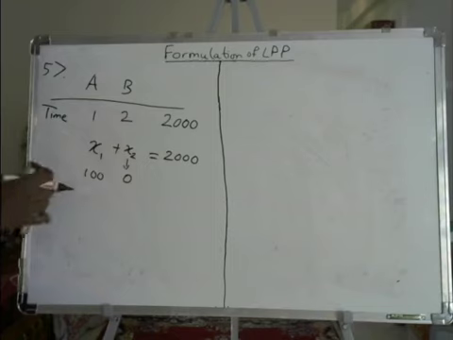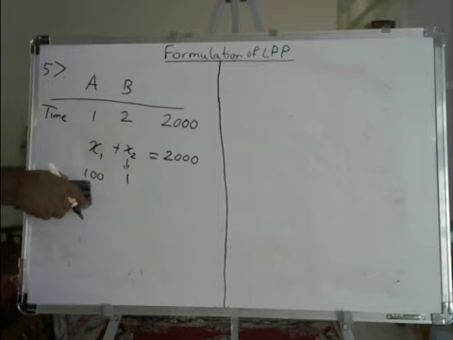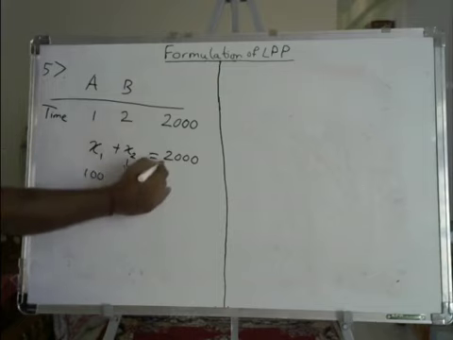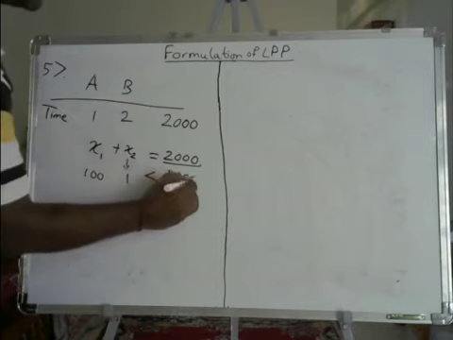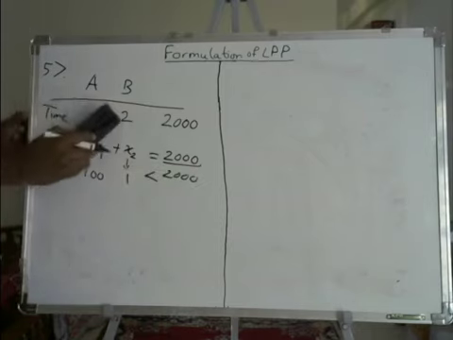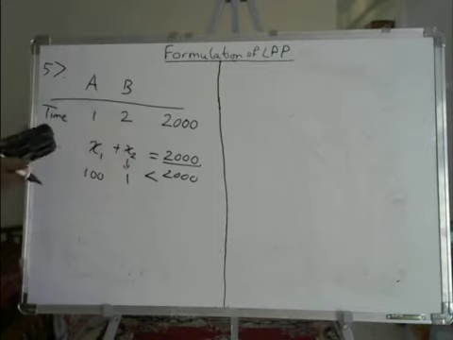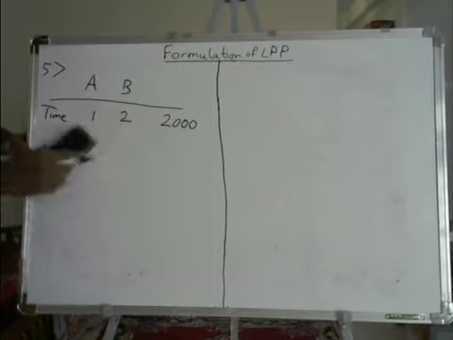Now, if they are producing 1 unit of B, of course they will be producing fewer x1, and the number of units will come down to less than 2000 at that time. So that's why it makes sense that we take 1x1 plus 2x2 is less than or equal to 2000. That's the logic behind this problem.